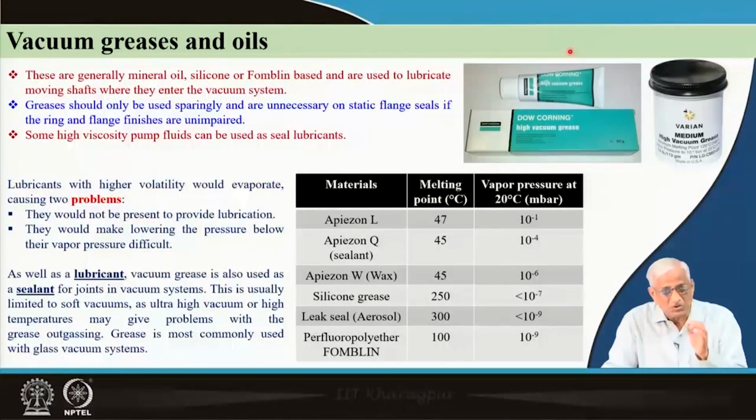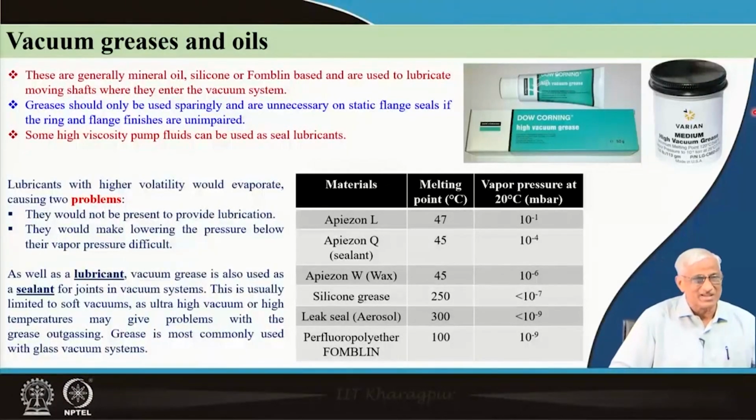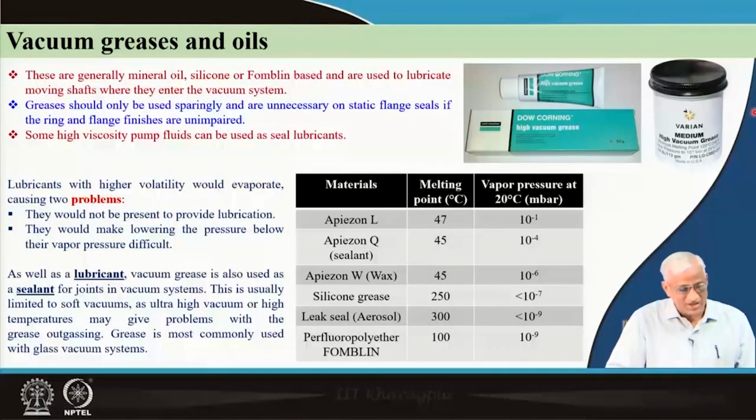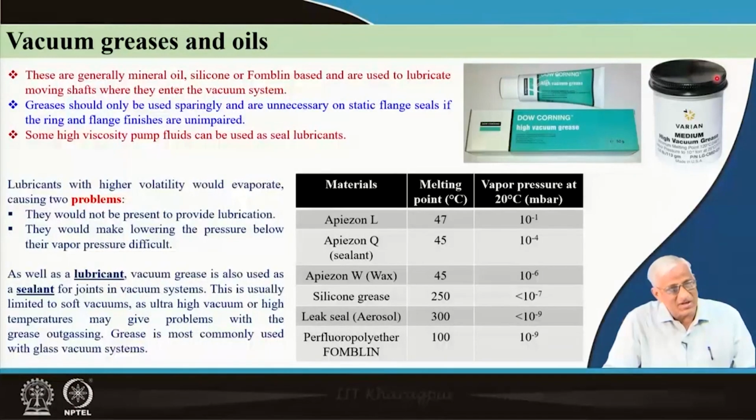There you may have to use oils, but oil should not have vapor pressure more than the vacuum level. Its vapor pressure should be much less compared to the operating vacuum level. Accordingly, you will have to choose that, particularly when you are using it as a lubricant or a sealant, whether it is in the form of pump oil or some sealing oil in the chamber. You have to be very careful. So, greases and oils are also important, and accordingly you have to choose them with care.